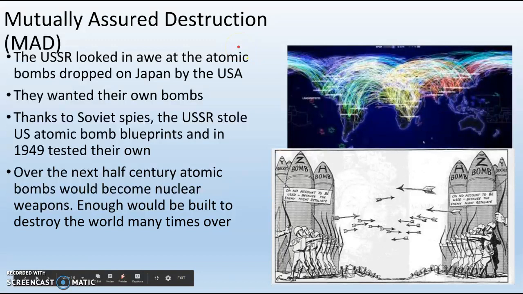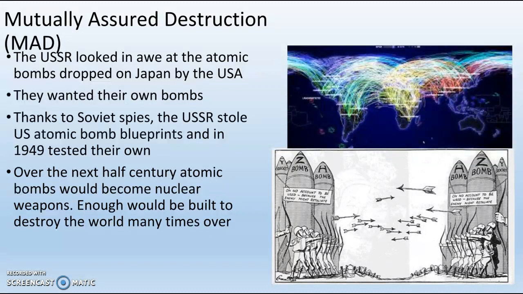Which leads us to MAD, or mutually assured destruction. The Soviet Union looked in awe at the atomic bombs dropped on Japan by the United States. Those things were extremely powerful, and they wanted their own bombs. They actually snuck some spies into the United States. Those spies got into the Manhattan Project and stole the U.S. atomic bomb blueprints, and by 1949, only 4 years after the U.S. had them, the Soviet Union had them too.